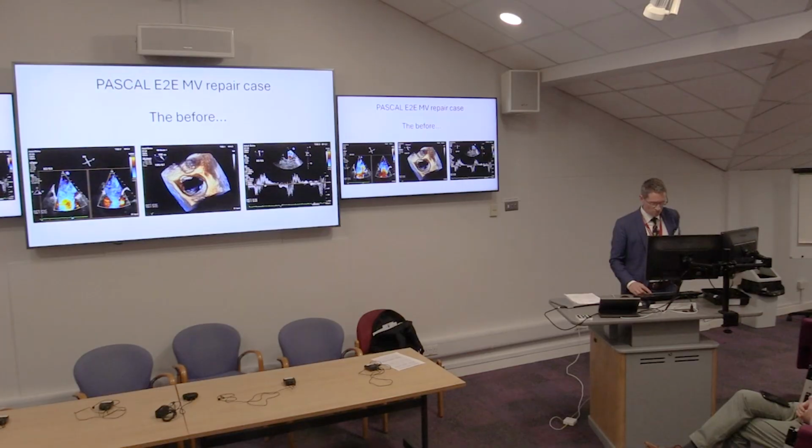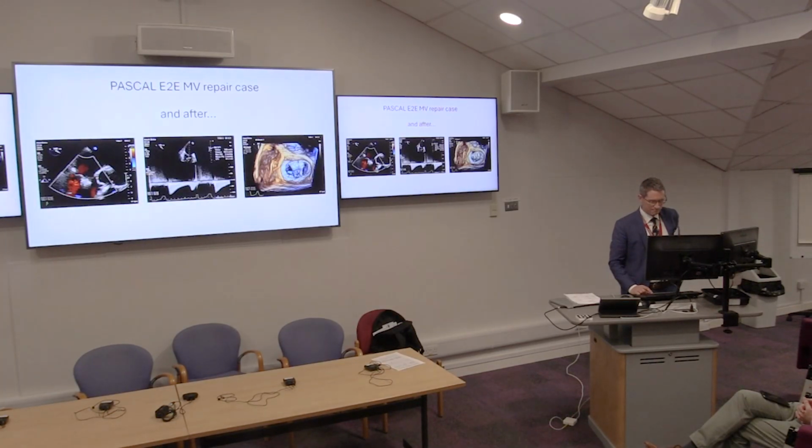So this was before. This is stopped. But again, you can see the P2 and you can see the caudal tissue prolapsing back into the left atrium, and the systolic flow reversal. So this is a pretty hard sign. If I see systolic flow reversal in the pulmonary veins, I'm pretty happy that they're severe MR.